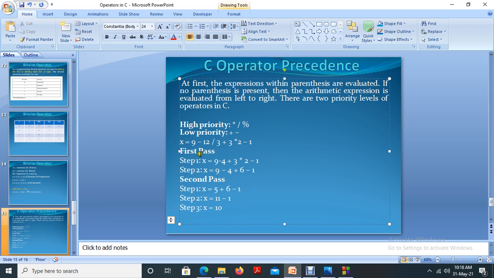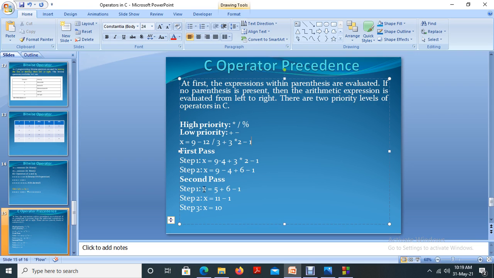So, to find the result of this expression, how will we do? We will take the values from left to right and find the highest priority operators and perform those operations. In the first pass, x equal to 9 minus this operation that we will perform first, 12 by 3, what is that? 4. 9 minus 4 plus 3 star 2 minus 1. This is the first step. In the second step, again plus is here, star is here having the highest priority. So 9 minus 4 plus 3 2s are 6. So 6 minus 1. That is the second step.